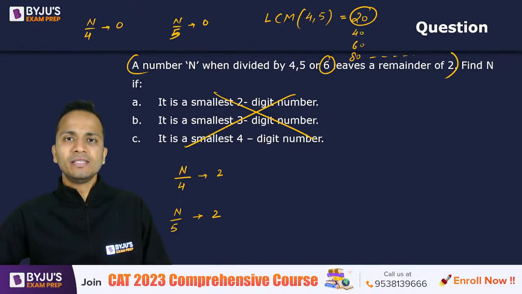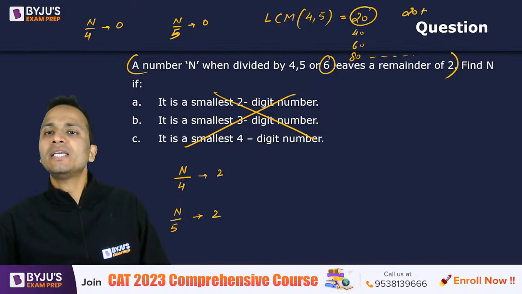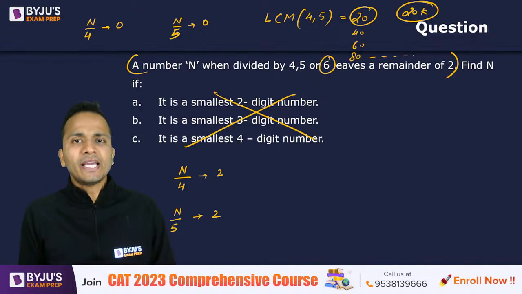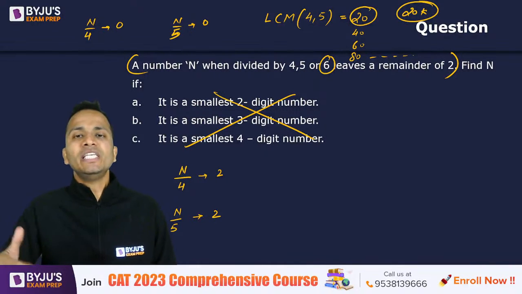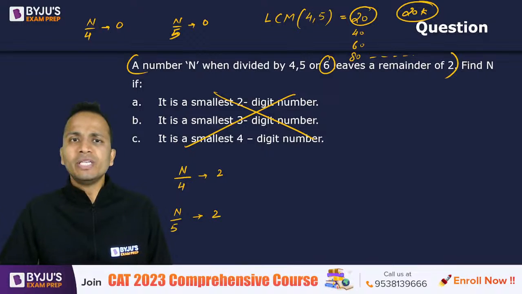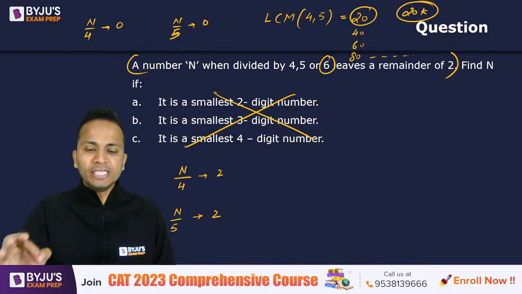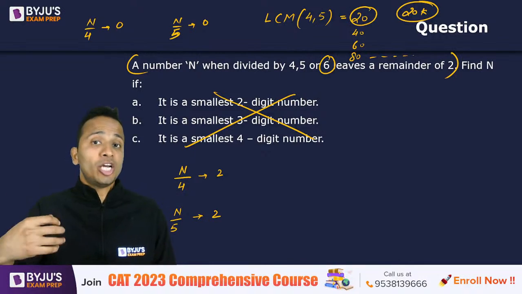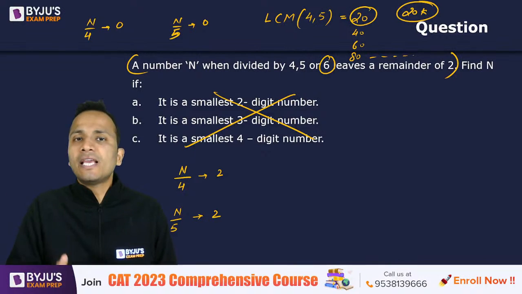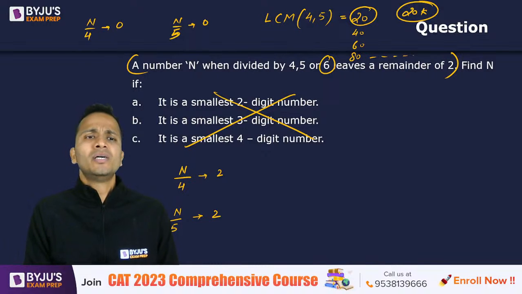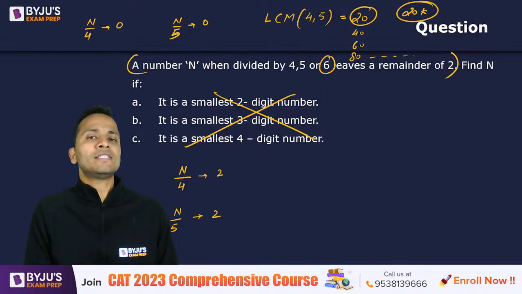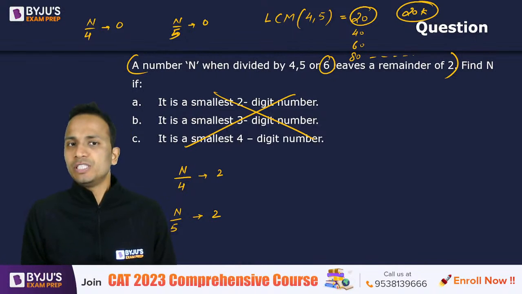Multiples of 20, we'll write it as 20k, where k is a natural number. Okay, so 20k, 20 multiplied by k, 20 into 1, 20 into 2, 20 into 3, 20 into 4, and so on. These will be the numbers. Okay, so the general form 20k is any number which is completely divisible by 4 and 5. Or I can say that it will leave a remainder of 0 when divided by 4 and 5.